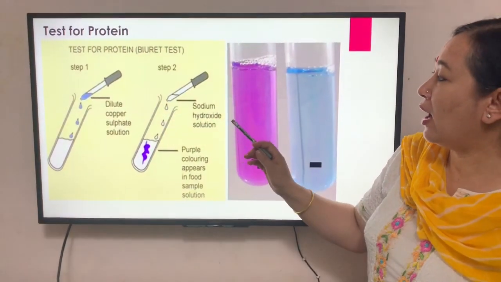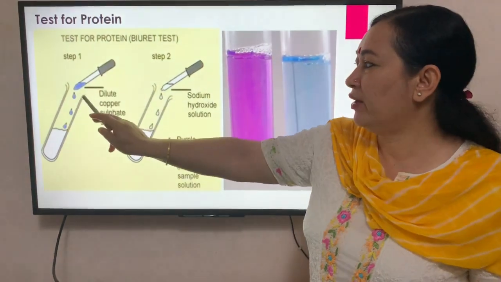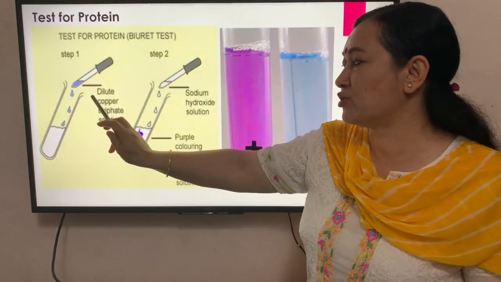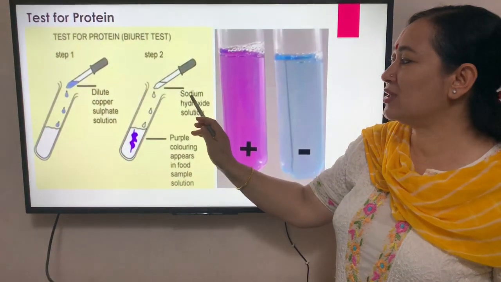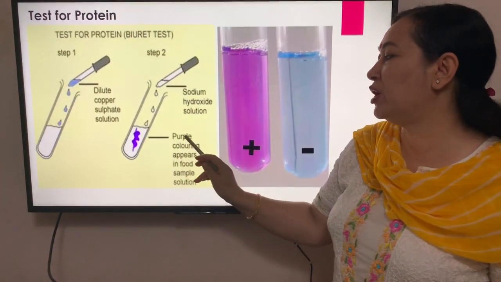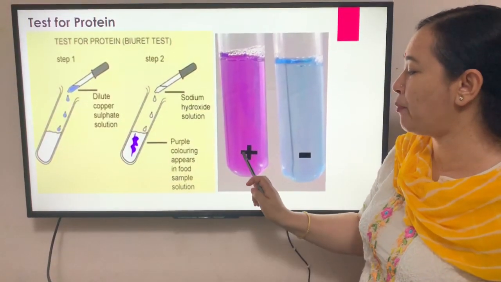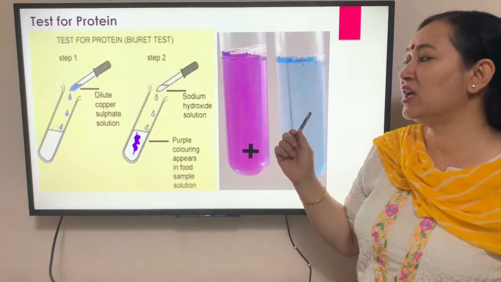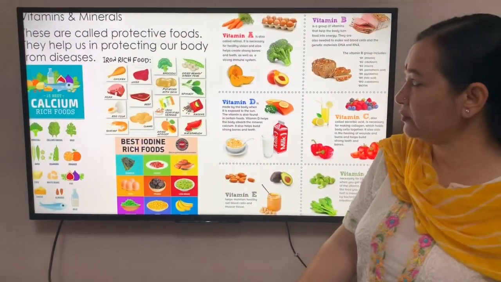Now, how do we test whether a food sample contains proteins? Step 1, we will take the sample in a test tube, then add dilute copper sulfate solution in it. After some time, in step 2, we are going to add sodium hydroxide solution in the same test tube. If purple color appears, it shows a positive test, which means the sample contains proteins. If it remains blue, it does not show the presence of protein in it.